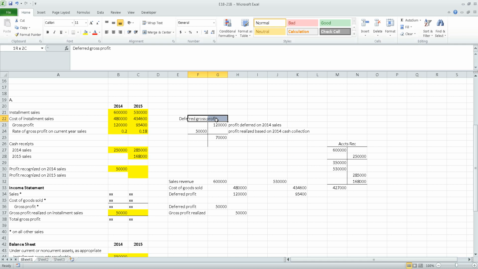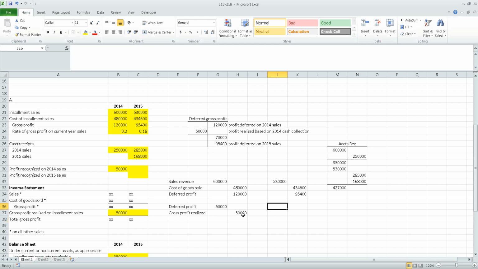So to give myself a little room, I'm going to move this T account up. It didn't like that because I had a merged cell. Okay, so now I'm going to post the credit to the T account of $95,400, representing this year's worth of profit on installment sales that we're deferring. Profit deferred on 2015 sales.